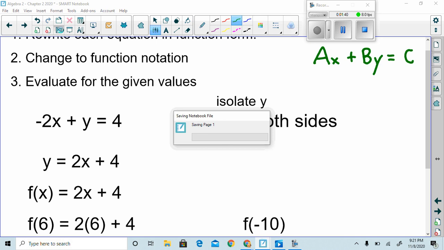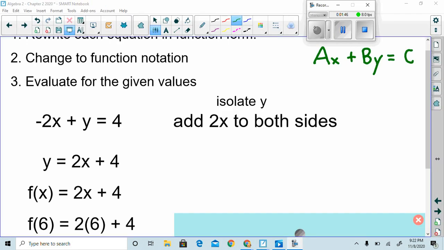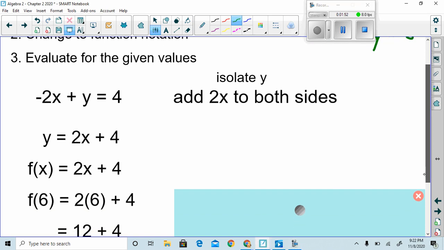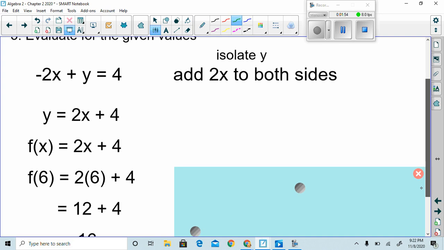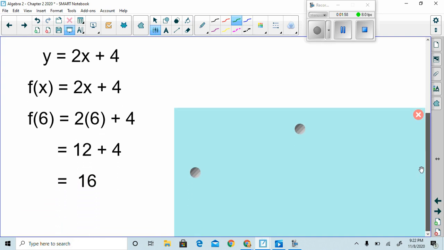So if we're going to look at f at 6, we're going to just replace x with 6 and then simplify the expression. So 2 times 6 is 12 plus 4 is 16. Once again, this gives me an input and an output. When I input 6, my output is 16.